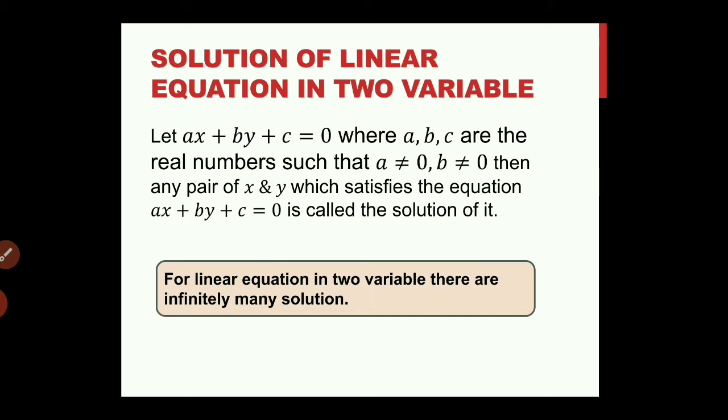Let's see its definition. Let ax plus by plus c is equal to 0, where a, b, c are real numbers such that a is not equal to 0 and b is not equal to 0. Then the pair of x and y which satisfies the given equation ax plus by plus c equals 0 is called the solution of it. Also note that a linear equation in two variables has infinitely many solutions.